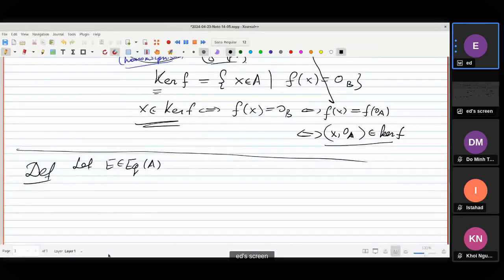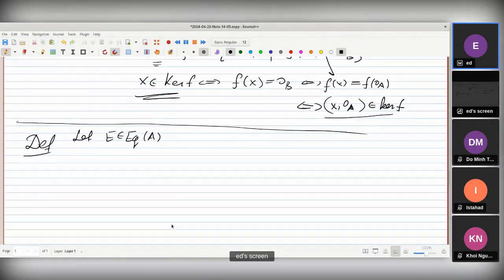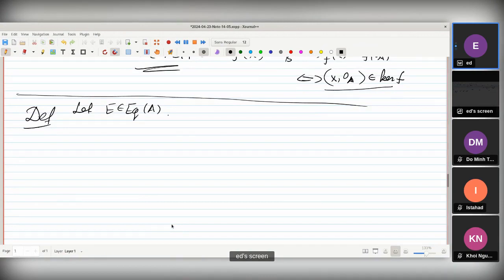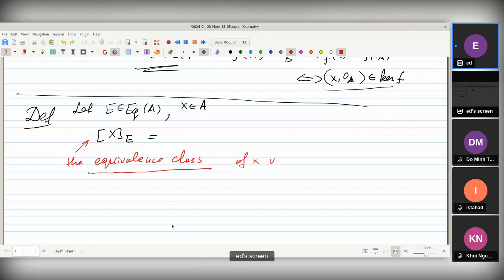Let us see what we have in a mathematical setting. Let E be an equivalence relation on A. Let x be whatever element in A. We shall define this set, x in square brackets, and it will be called the equivalence class of x with respect to E. It is just the set of all elements in A which are equivalent to our x.